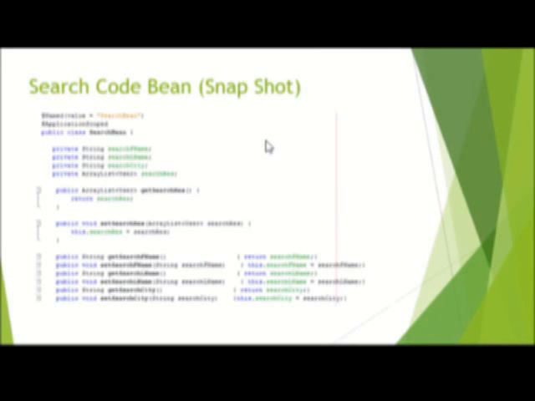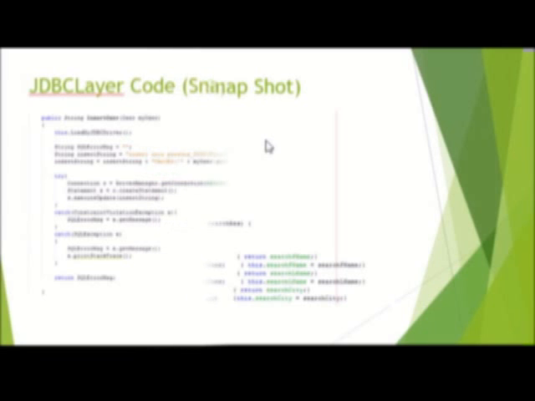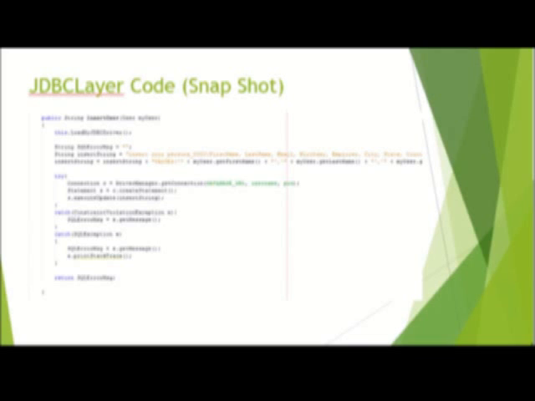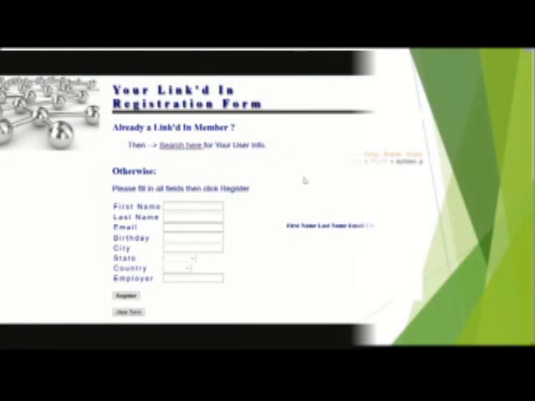Here's a snapshot of the search code bean. This connects the front end of the search page to the JDBC layer and includes the fields search name, last name, and city. And finally, we have a snapshot of the Java connectivity layer code. This connects the front end, where the user inputs the data, to the back end, the database.